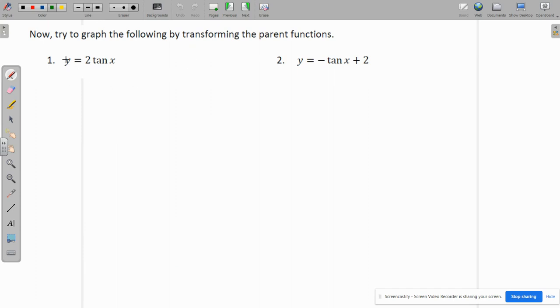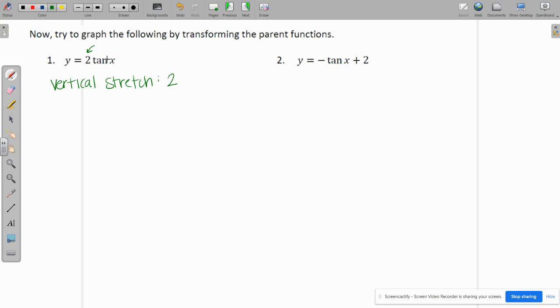So if we wanted to graph y equals 2 times the tangent of x, well, the 2 is my a value. And so here, like I said before, we won't call this an amplitude because we don't have a wave. We only talk about amplitude when we have the height of a wave. So when we're talking about tangent and cotangent, we're going to call it a vertical stretch or shrink. So if it's a 2, it's going to be a vertical stretch by a factor of 2.